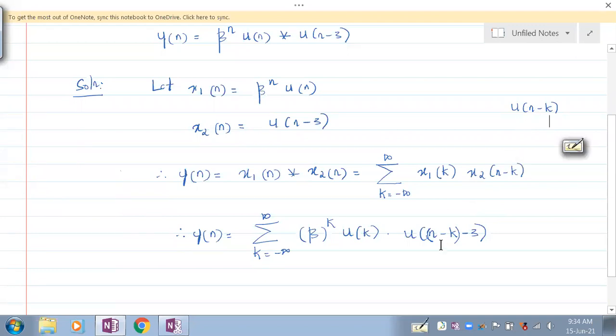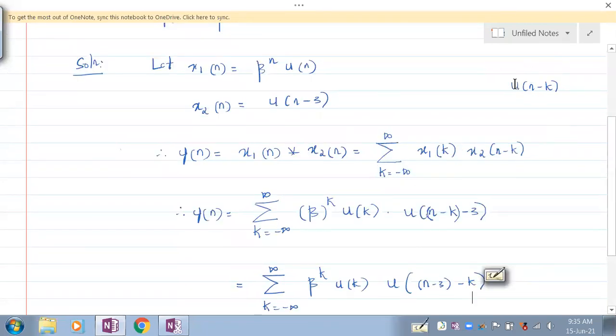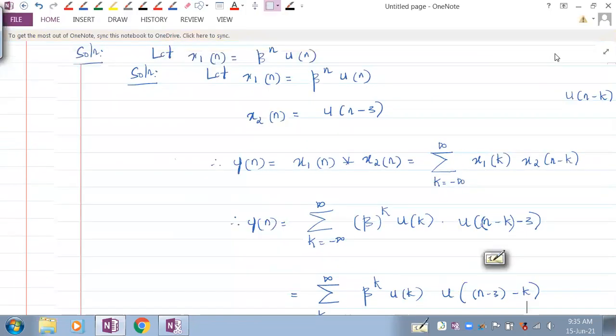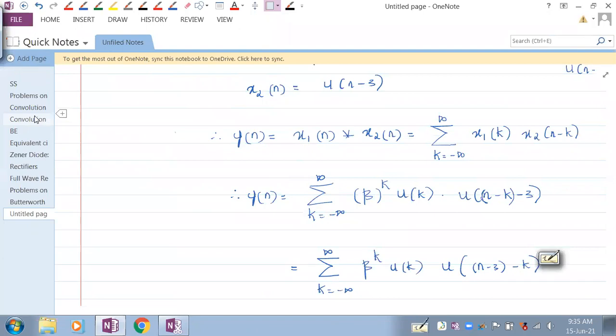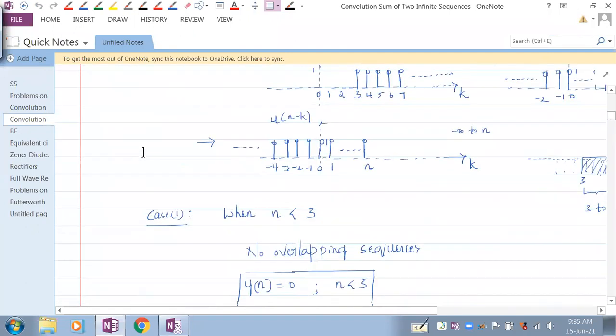In place of n, let's write n minus 3. So this would now be written as summation k ranging from minus infinity to infinity beta power k u of k, and u of n minus 3 minus k. Now, what have you understood regarding u of n minus k? What is u of n minus k? See here, everybody. Let me just show you this.